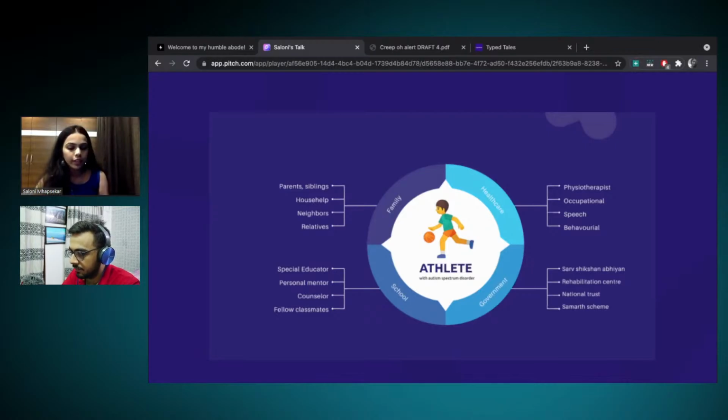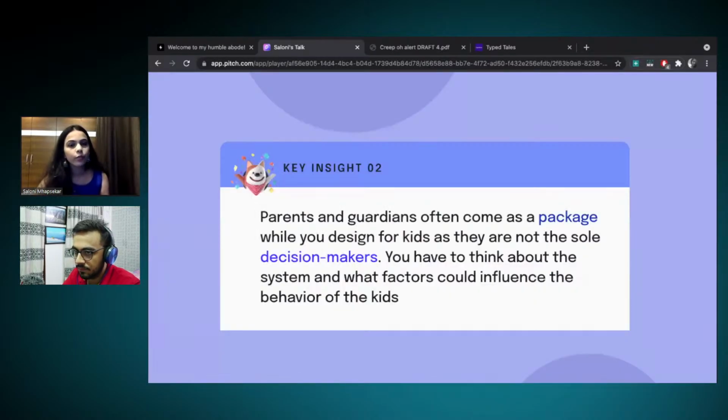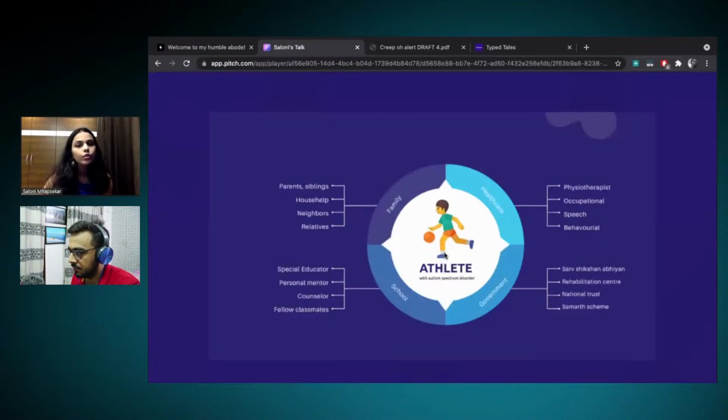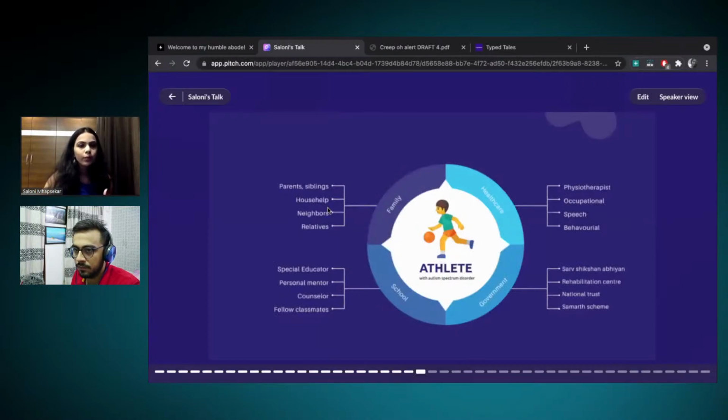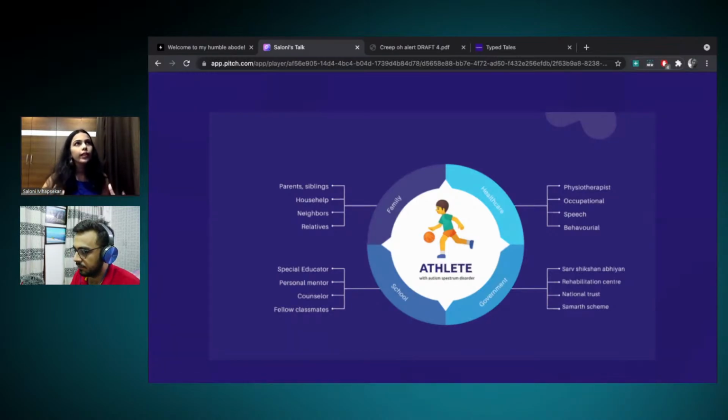When you are designing for a kid, you just can't design for that one persona. Parents and guardians or caretakers often come as a package because kids are not the decision makers in their life, right? You need to think about what factors could influence the behavior of the kid. While doing Type Tales, we looked at the parent, sibling, house help, physiotherapist, occupational therapist, special educator, personal mentor, and even the government schemes. This is something we call a stakeholder map. You look at the system and also speak to other people who might influence the behavior.